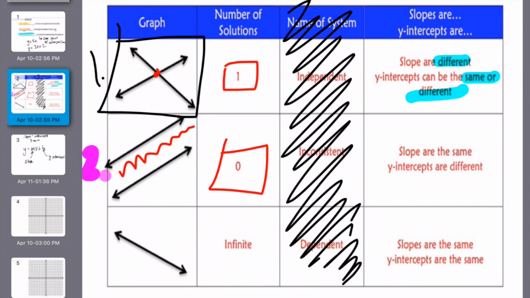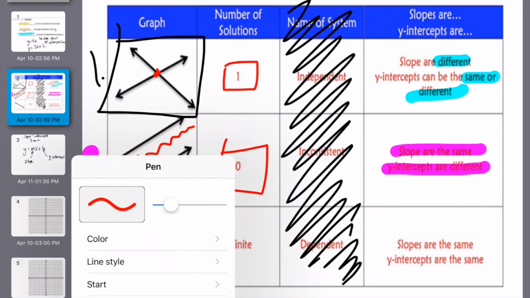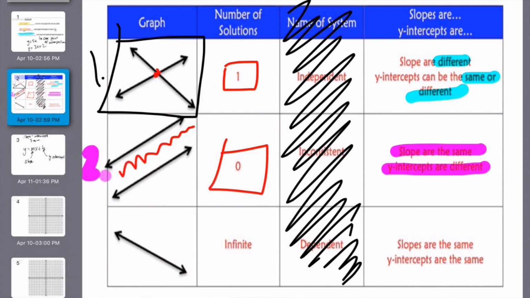They're not ever going to intersect. They're never going to cross each other. And we can see that in our definition here. The slopes are the same and the y-intercepts are different. So it could be, for example, let's change this color again back to black. It could be like y equals 5x and y equals 5x plus 2. I know that this system of equations is going to have no solutions because it has the same slope, but different y-intercepts, okay?